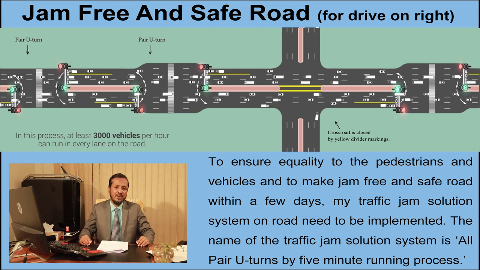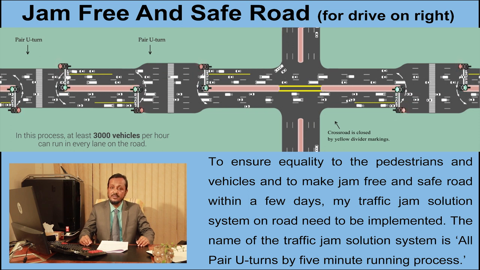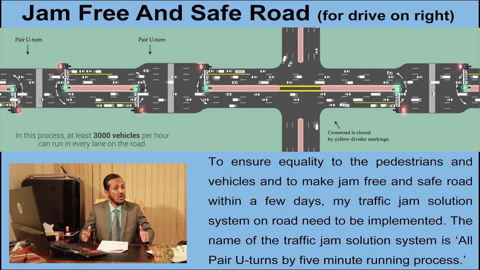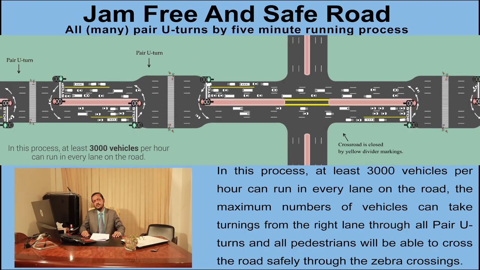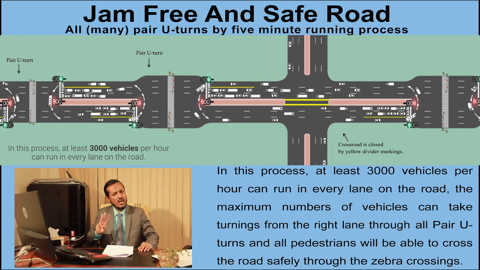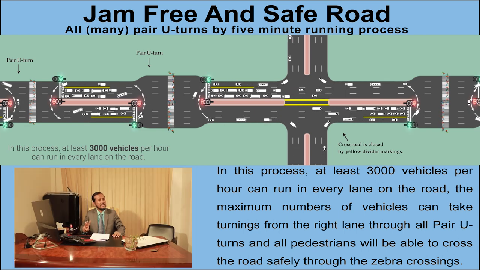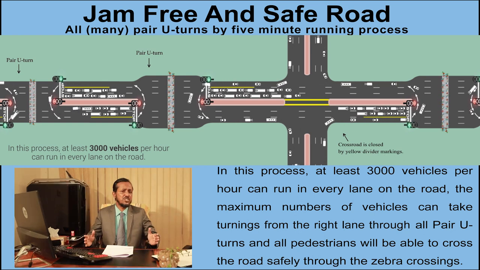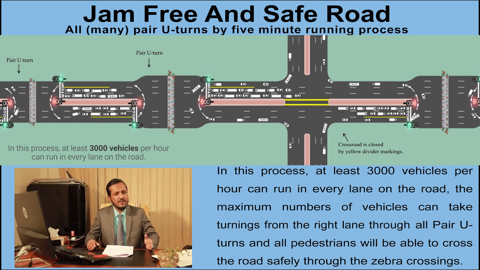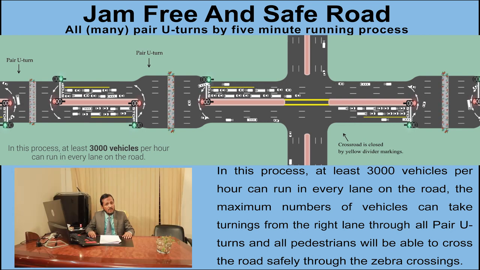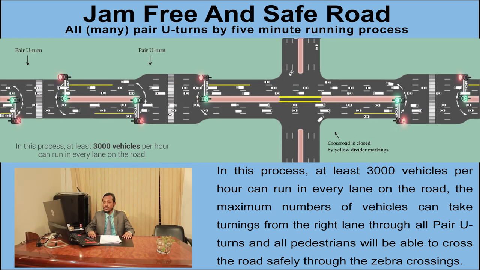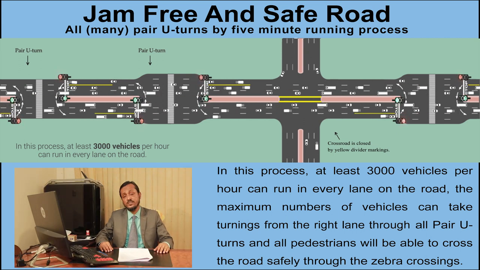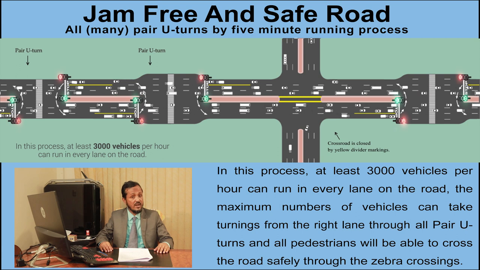The name of the traffic jam solution system is Welfare U-turns by 5-minute running process. In this process, at least 3,000 vehicles per hour can run in every lane on the road. The maximum number of vehicles can take turnings from the right lane through all their U-turns, and all pedestrians will be able to cross the road safely through the zebra crossings.